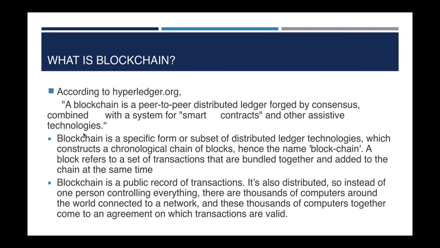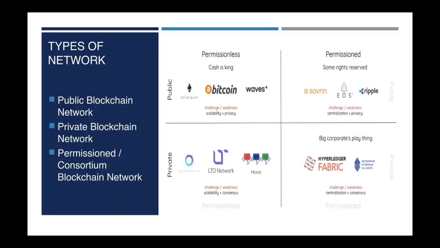But why the name blockchain? A block refers to a set of transactions that are bundled together and added to the chain of every peer at the same time. The next block will be appended to the existing block and the process continues and it forms a chain. That is why the name blockchain.